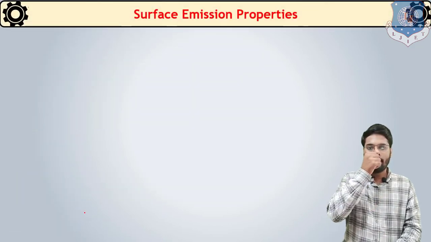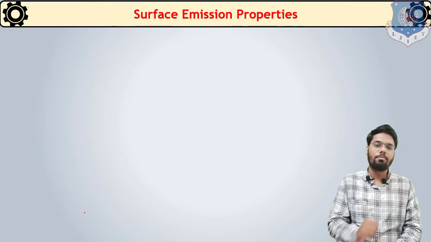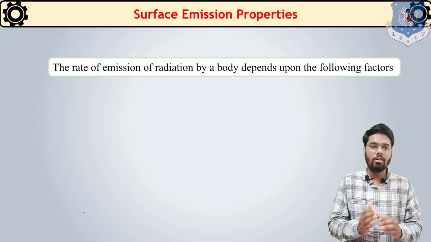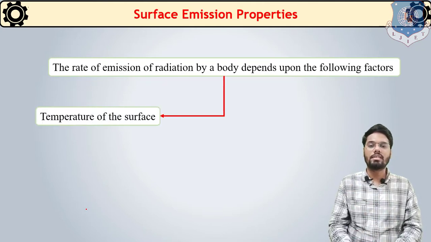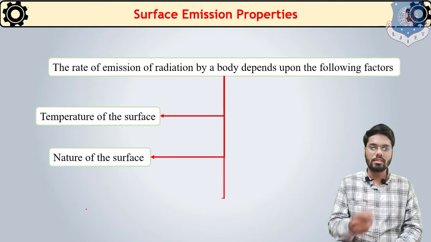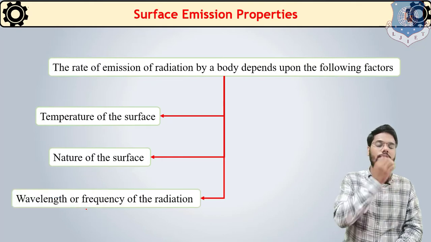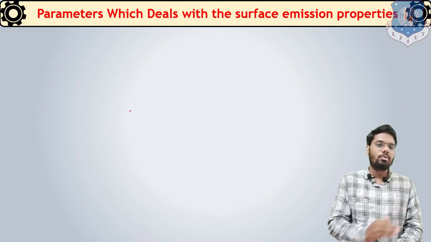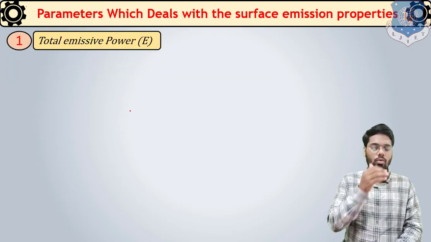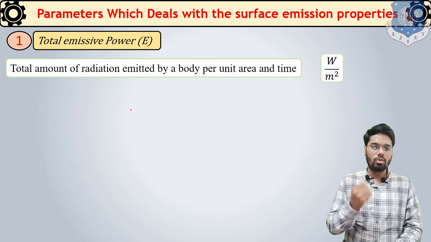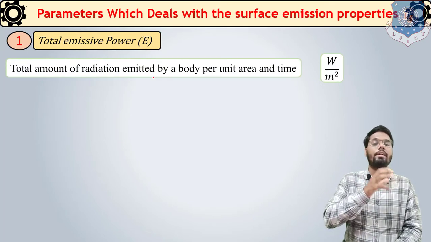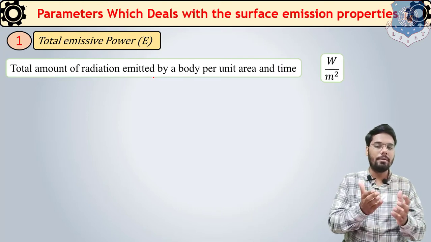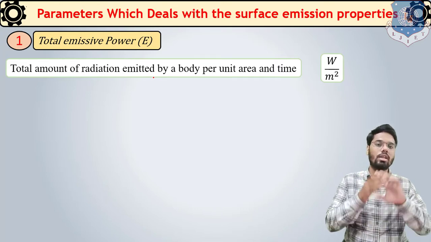Now let's discuss some surface emission properties. The rate of emission of radiation by a black body depends upon the following factors, as we have just discussed: temperature of the surface, nature of the surface, and the wavelength or frequency of the radiation. So the parameter which deals with the surface emission properties, first is the total emissive power. Total emissive power means the total amount of radiation which is emitted by the black body per unit area in time, watt per meter square. It is known as the total emissive power.